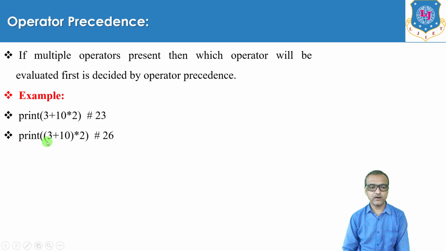Now print of (3 plus 10) star 2, or multiplied by 2. See, the precedence of the bracket is higher than the multiplication operator. So first of all, this bracket will be evaluated. Then after that we will multiply the result by 2. So 3 plus 10, that is 13. Now multiply 13 by 2, you will get 26. This is how operator precedence works.